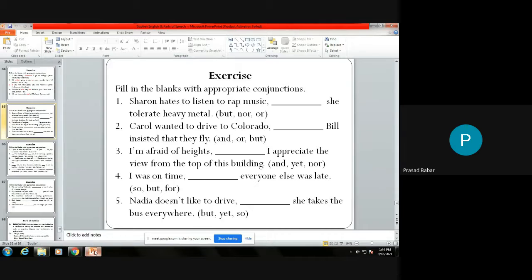Or I appreciate that view. Okay, so this is the third example. Fourth is: I was on time, dash dash, everyone else was late. I was on time, dash dash, everyone else was late. What will be the correct option? But, for... these are three options. But is the correct option.